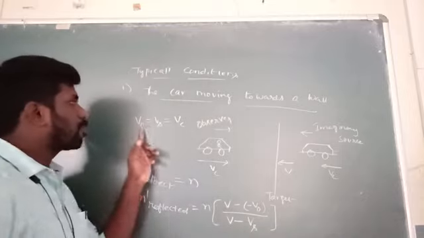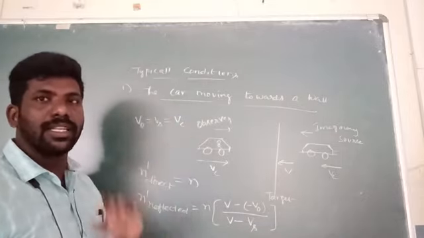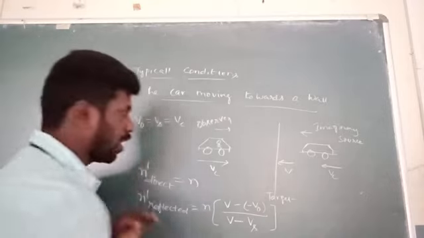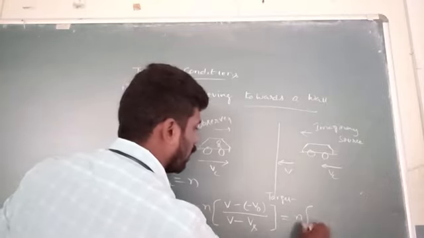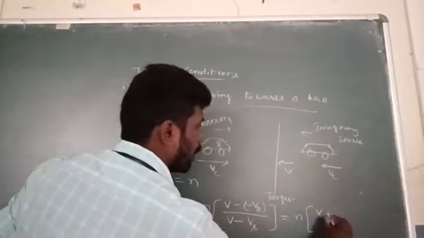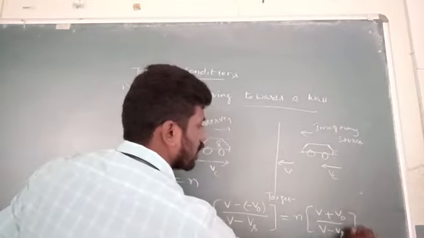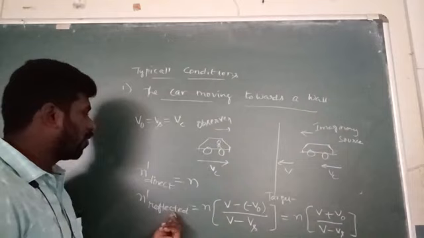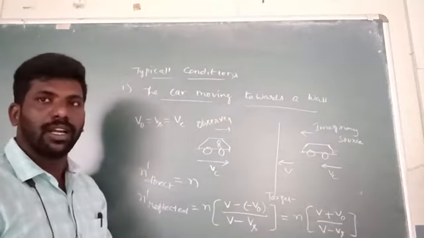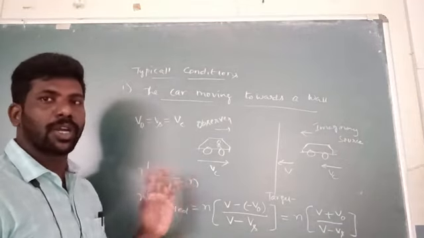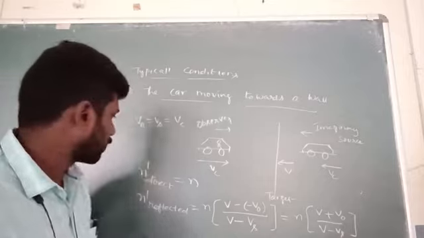But here observer and source are traveling with the same velocity, that is the velocity of the car. Substitute here, and in V plus V naught and V minus Vs. This is the condition for the reflected wave. This is the condition for the direct wave observed by the observer.